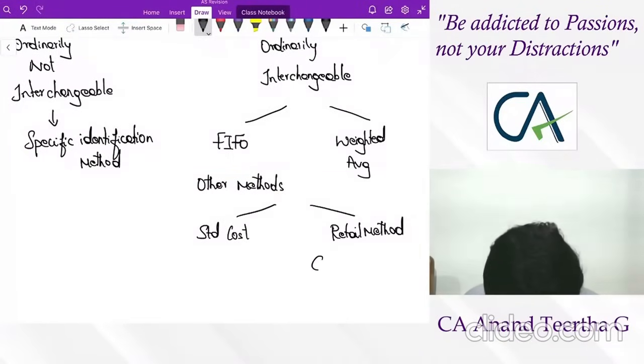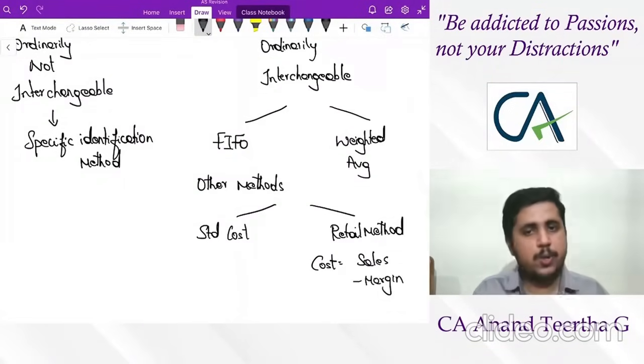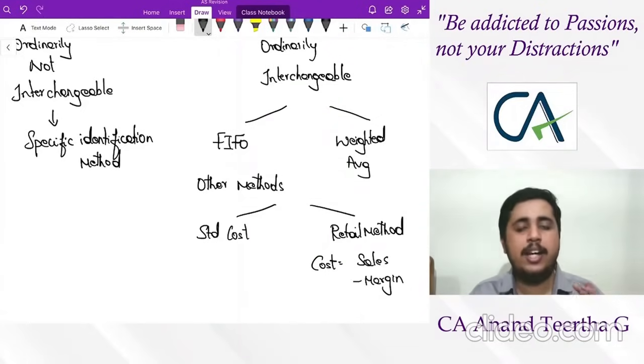What they say is cost is equal to sales minus margin. That's how they do it. So again, if you look at both the methods, they are not good enough for your valuation purpose, but still it is allowed only if the other methods are not practical.